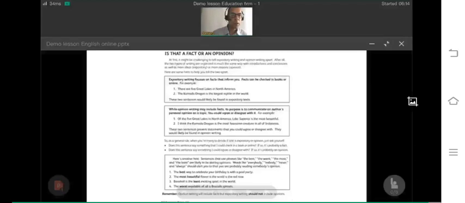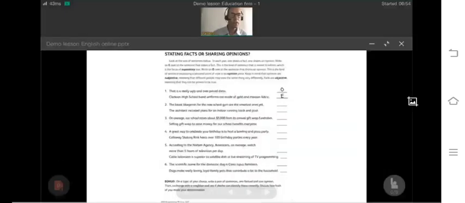As a general rule, when you're trying to decide, ask yourself, does the sentence say something that I could check in a book or online? If so, it's probably a fact. Does this sentence say something I could agree with? Architect included plans for an indoor running track and pool, and so on. I'd go through them and reward students for good answers.